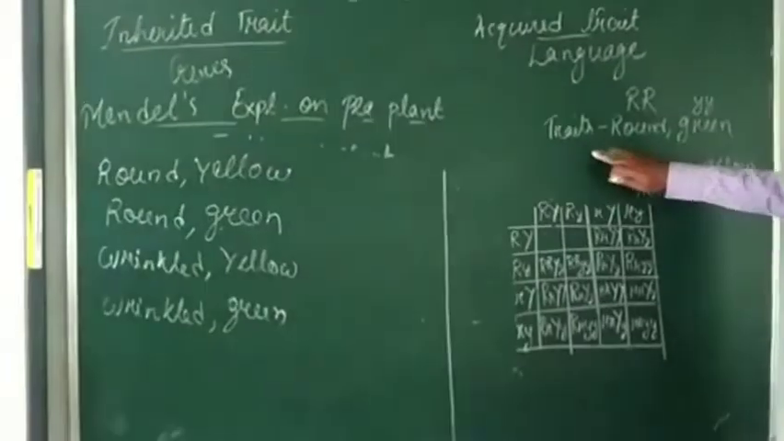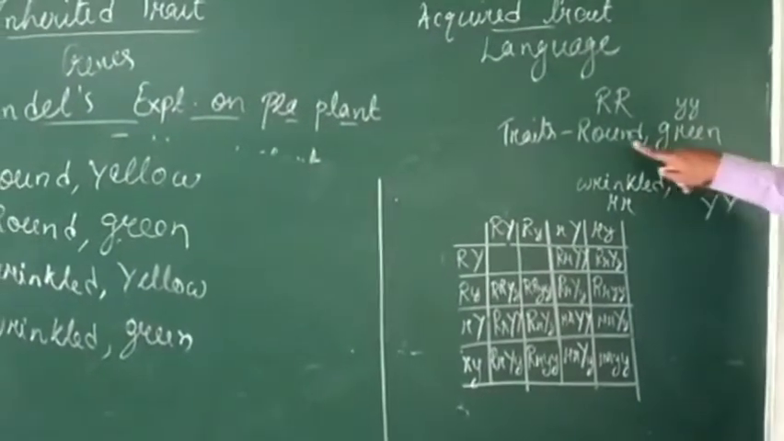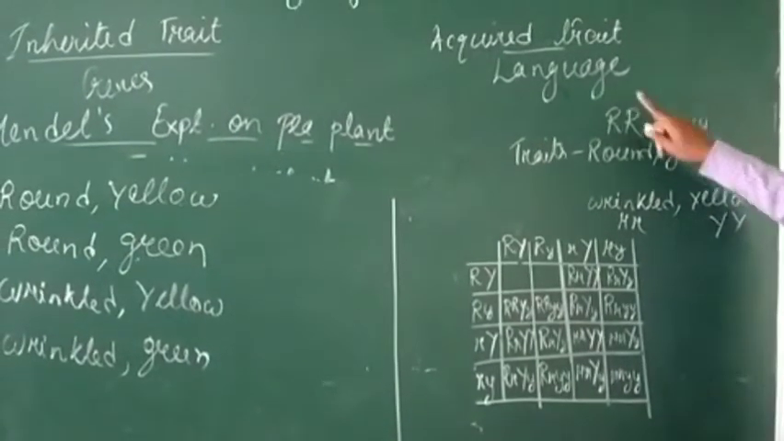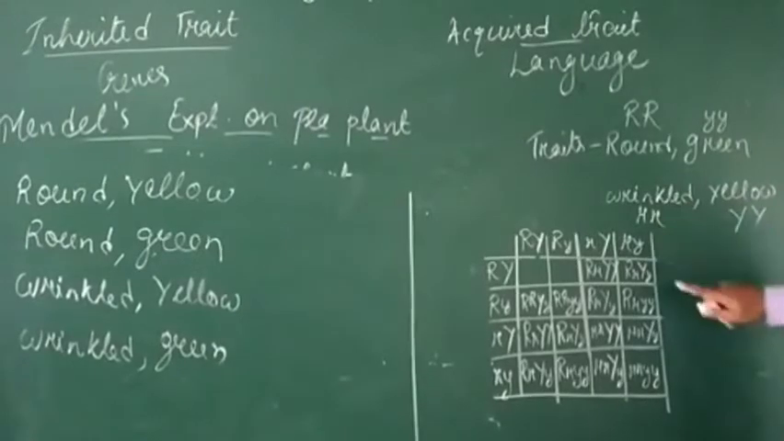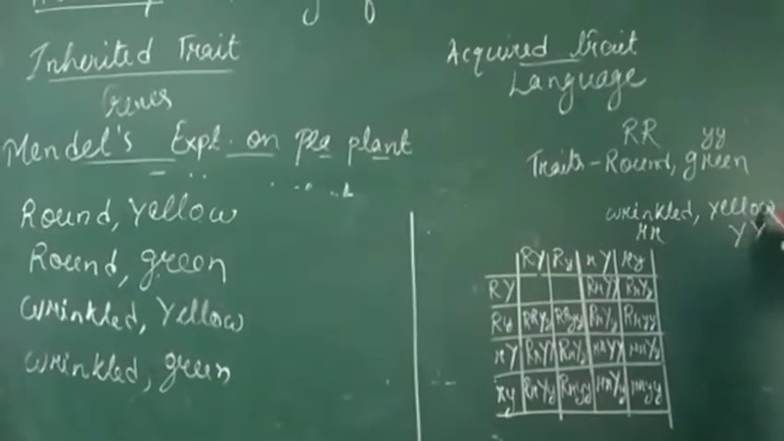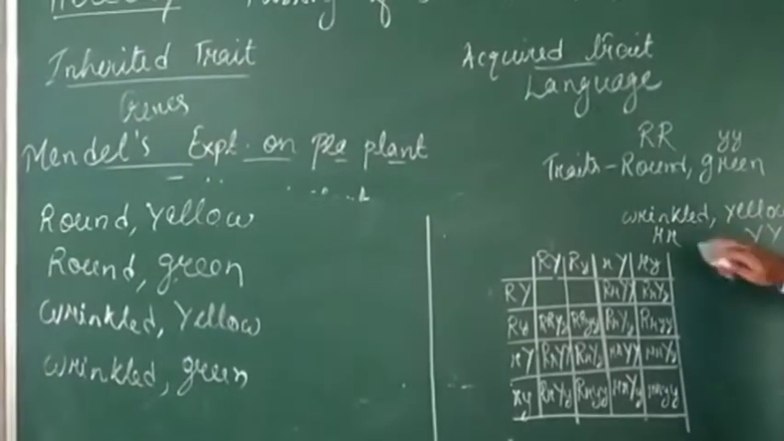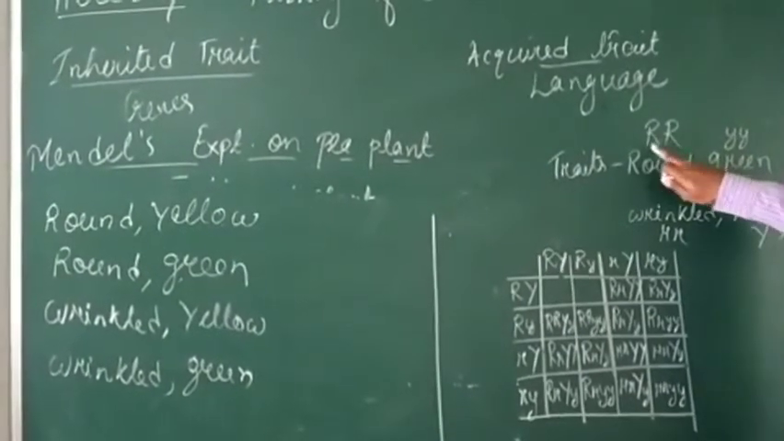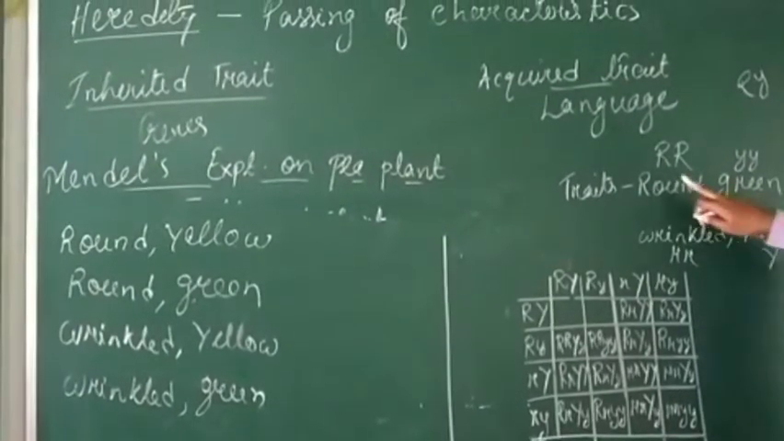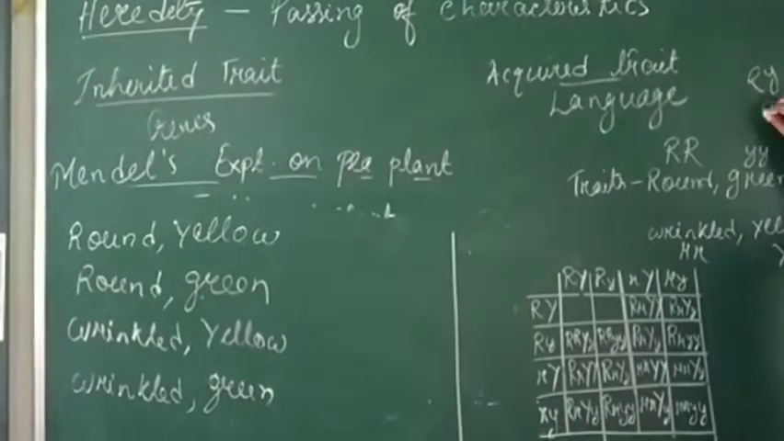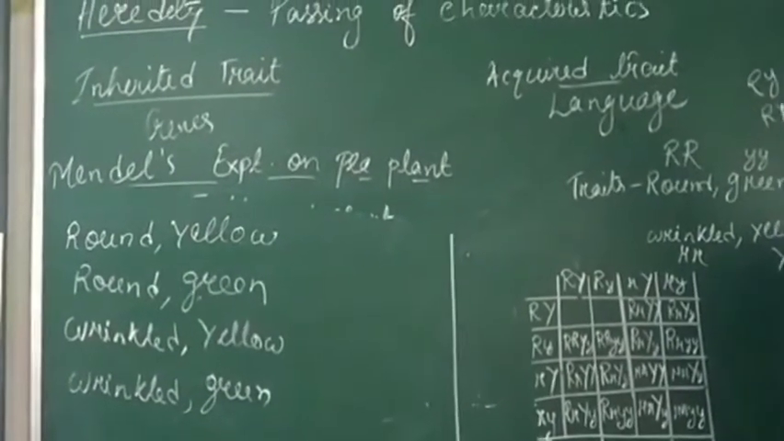So the traits we have selected were round, green, wrinkled, yellow. For round it is capital letter R. For green it is small letter y. Okay, for wrinkled it is small r. For yellow it is capital Y. Capital letters always represent your dominant characteristic. What we have to do is select one from here and one from the other. RY. Okay, then in the same way R and small y. The same way I will be taking small r, capital Y, small r, small y.